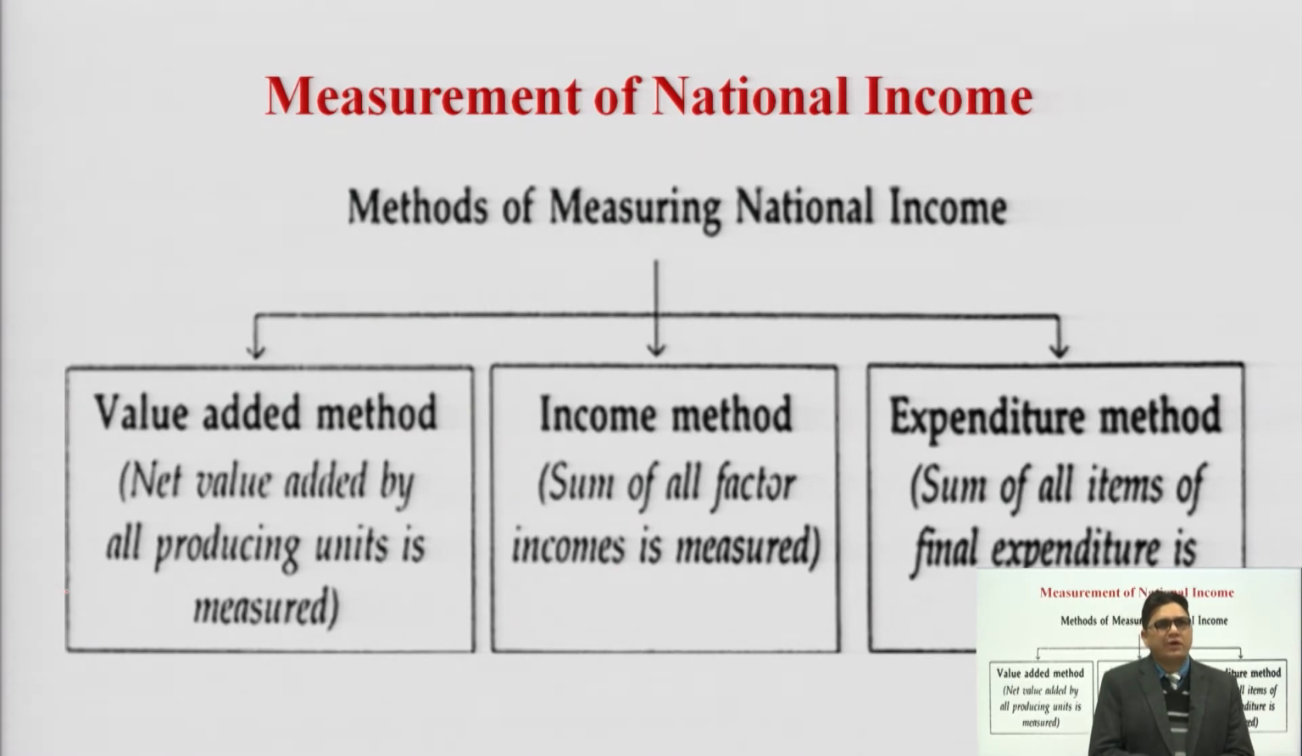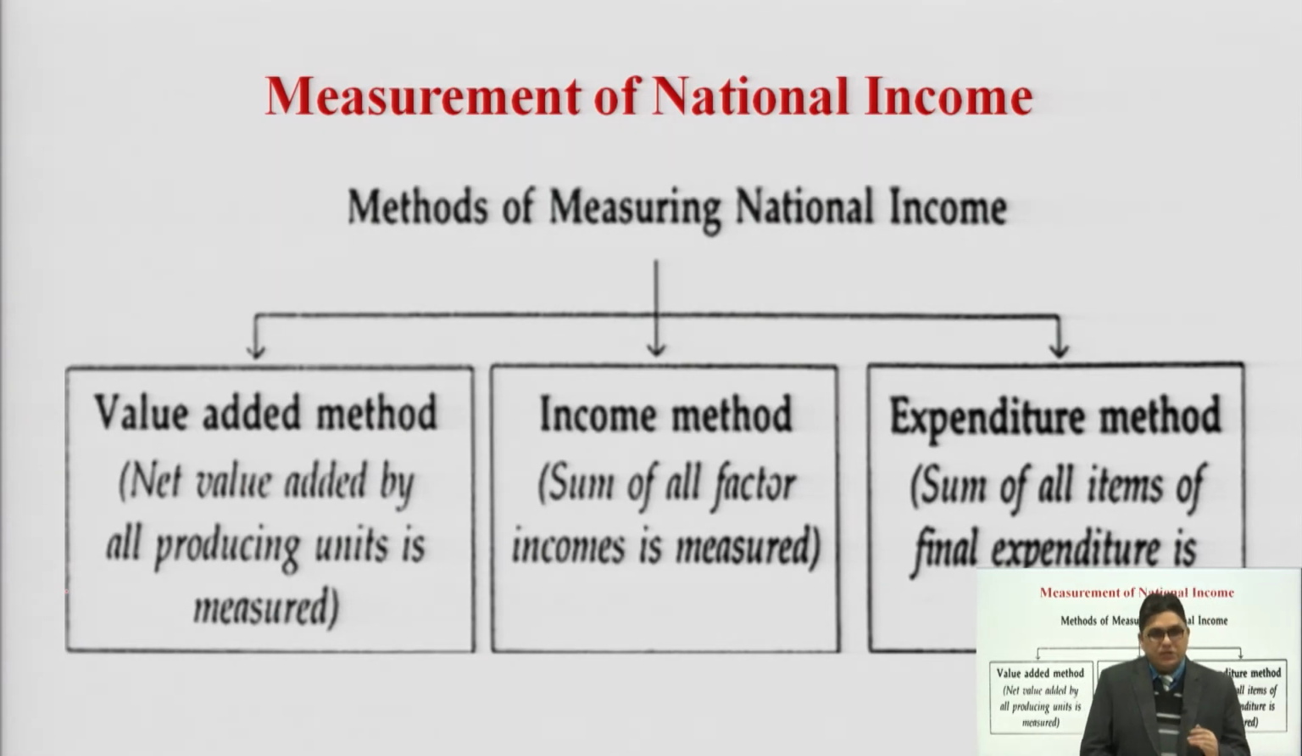Next is the income method. It is the income earned by all citizens of a country. If we add it together, then the national income comes. Next is the expenditure made on all items. This is the way we can calculate the national income. So, these are the three ways whereby national income can be measured: the product method, income method and expenditure method.